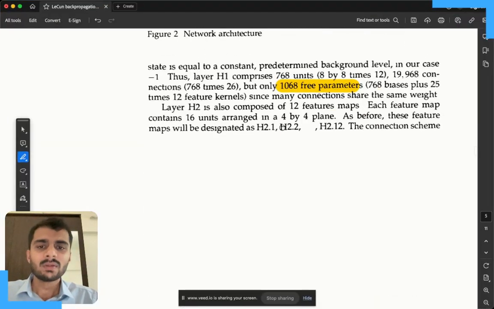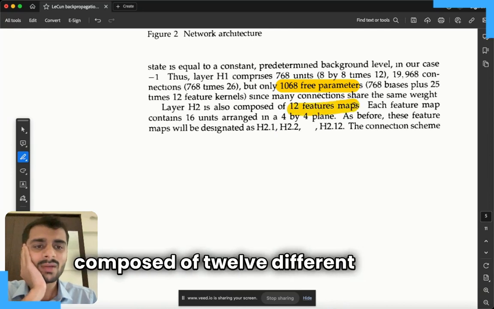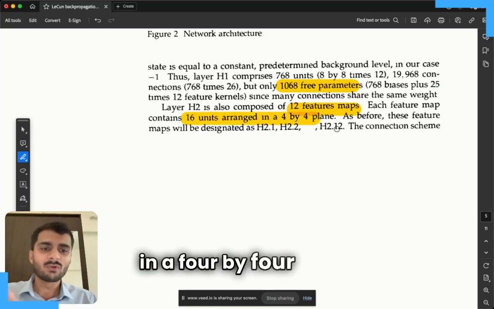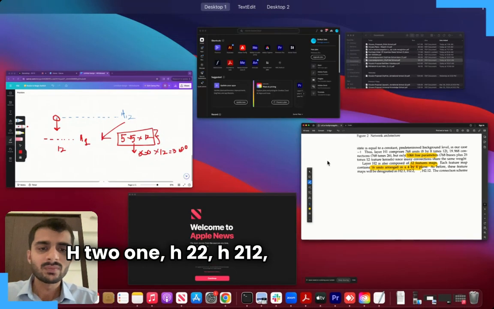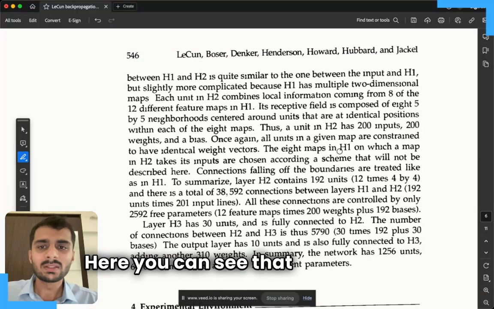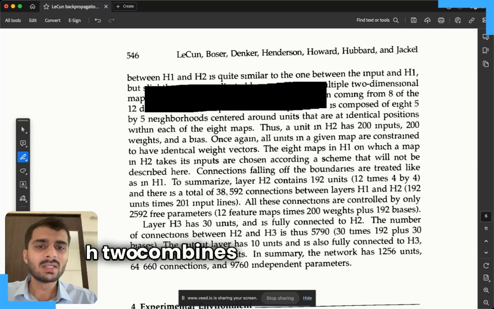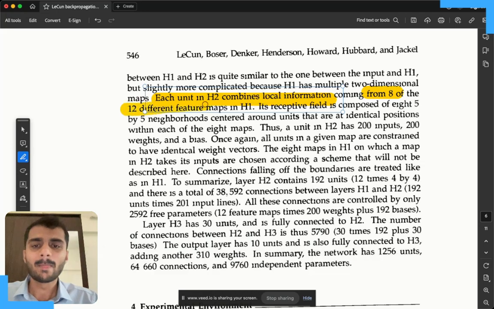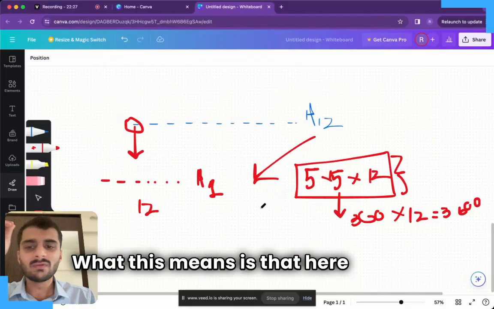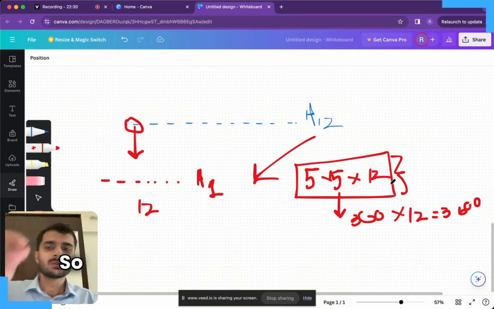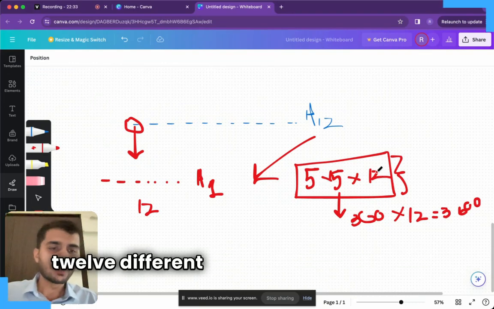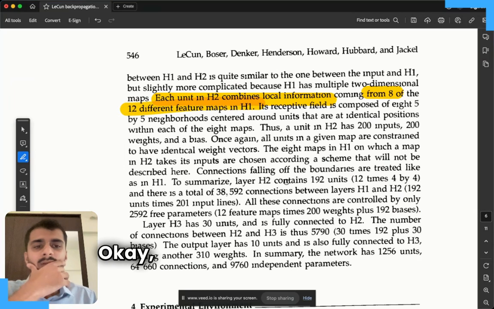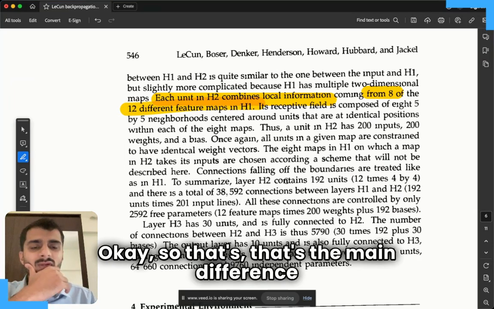Let's try to read. So layer H2 is also composed of 12 different maps. Each feature map contains 16 units arranged in a 4 by 4 plane, H21, H22, up to H212. The connection scheme over here, you can see that each unit in H2 combines local information coming from 8 of the 12 different maps in H1. What this means is that here we had assumed 5 into 5 into 12. So the information is being taken from 12 different maps, but in reality they have only taken 8 over here. So that's the main difference between H1 and H2.